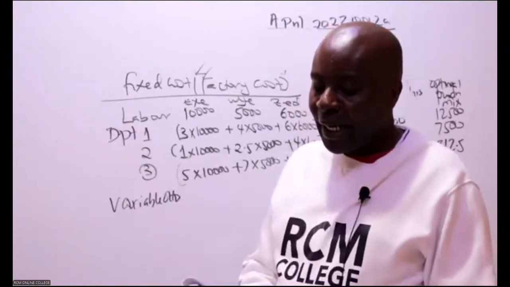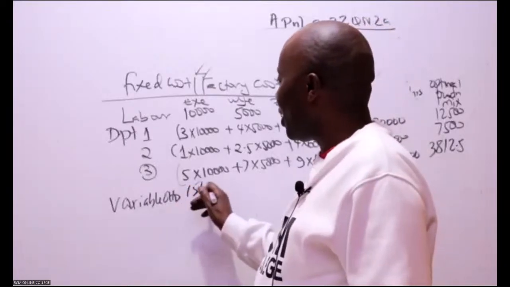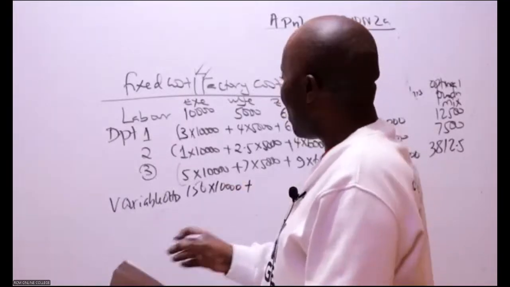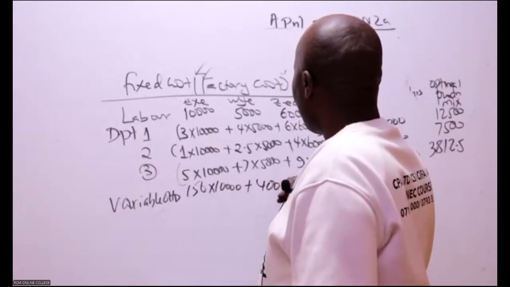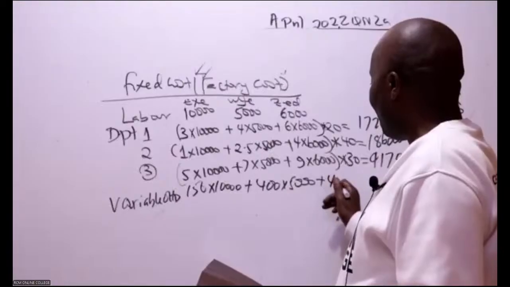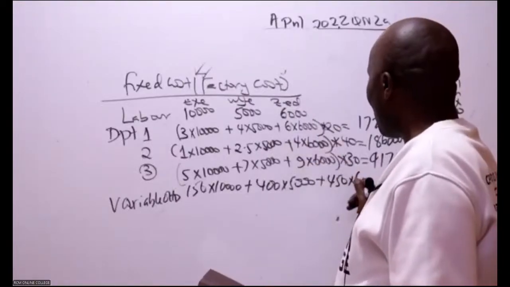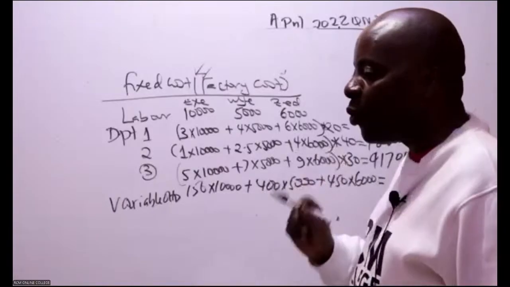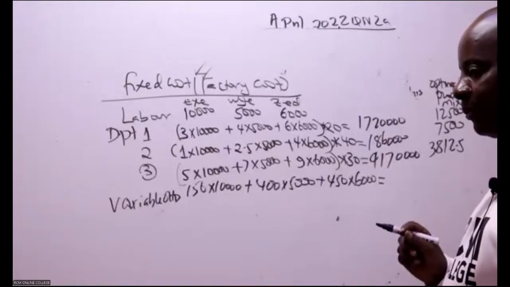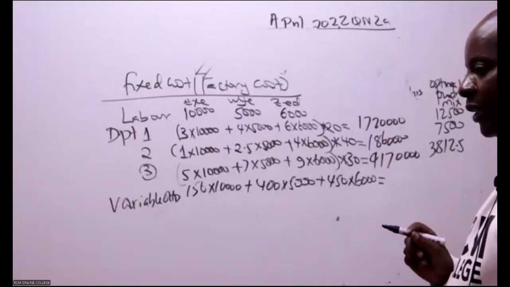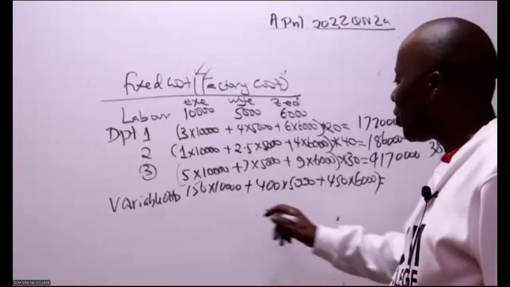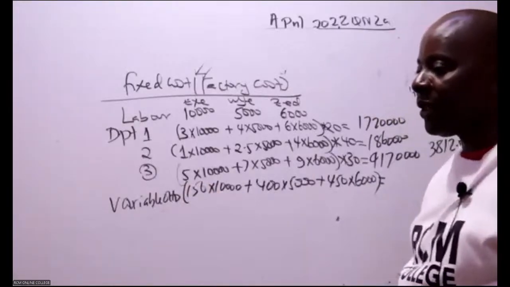The variable overheads, I can see there 150 per unit, Kenya shillings, so times 10,000 for X. Plus I can see variable overheads there, 400 times 5,000, plus 450 times 6,000 units, because the figures given there are for each unit. So I need to multiply them with the number of units. Is there somebody who can be gracious enough to give us the total variable overheads, please?